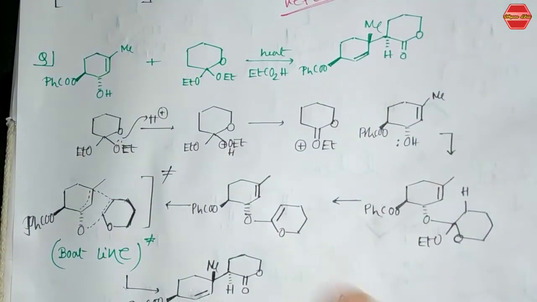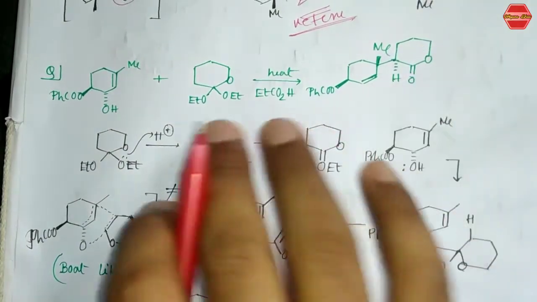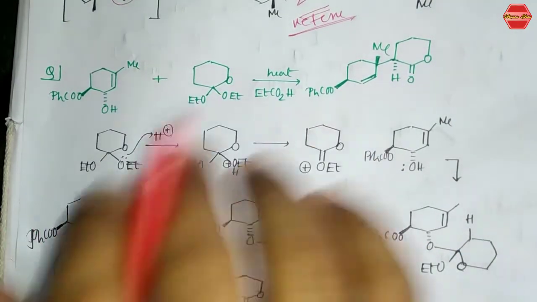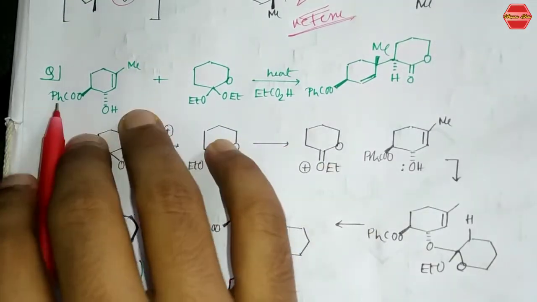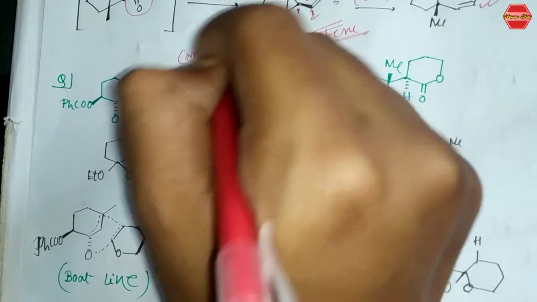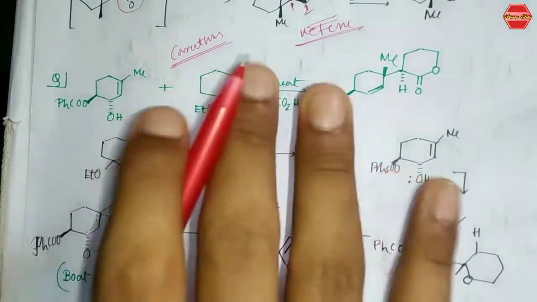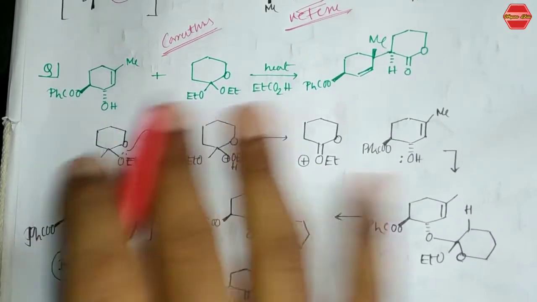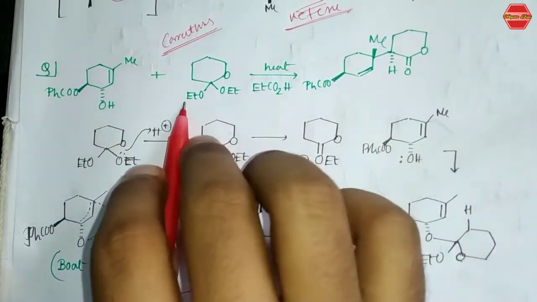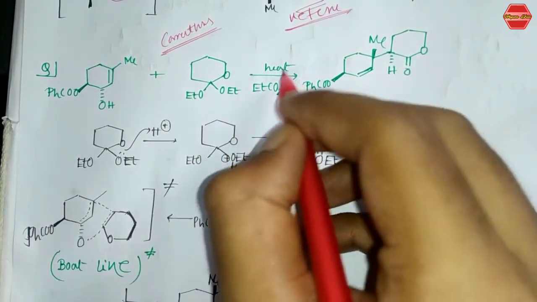The next question has not come in any examination, but it may come in any competitive exam like CSIR NET or GATE. The question I'm taking is from Carruthers, right? The Carruthers book. This is very important, and I'm taking this question because you can see this kind of ester is given, an orthoformate-like derivative, and propionic acid is also given.